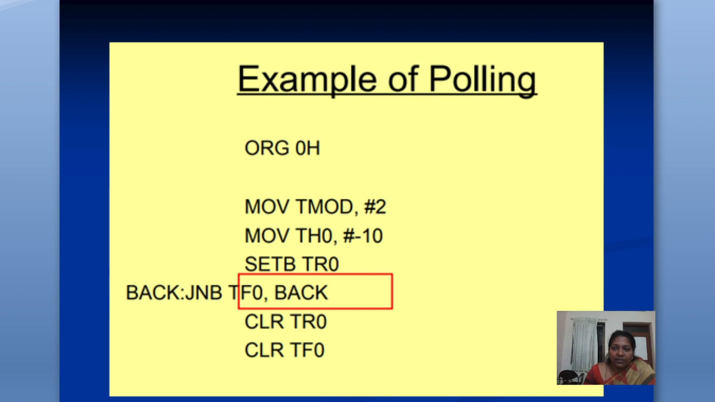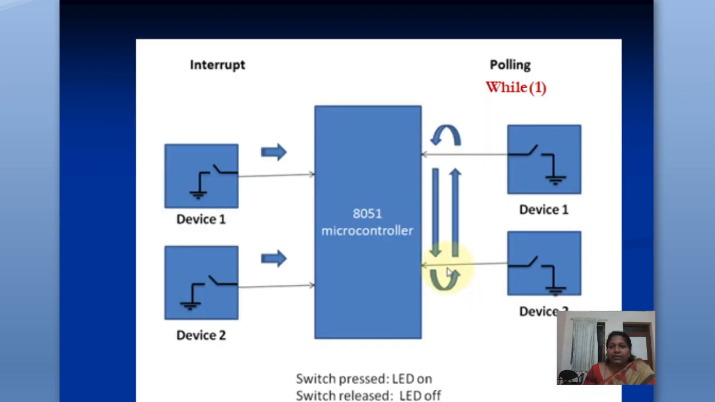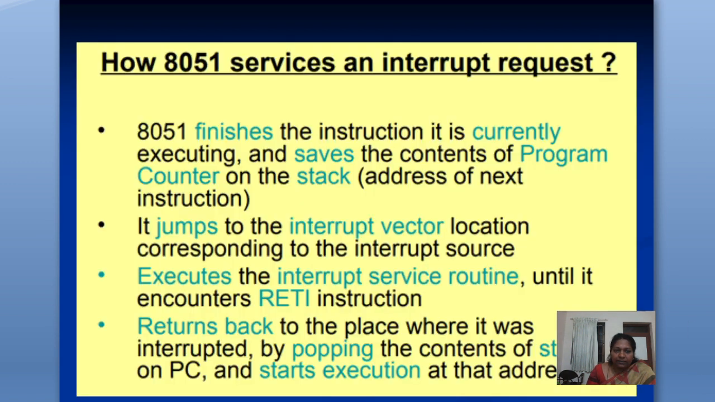If you see here, this is an example of how you write a program. There will be a jump. This JNB is jump if no bit, that is, we are checking for a condition and we are continuously in the same loop. But when an interrupt occurs, it is like this. Instead of polling, we have the interrupt. So you have 2 blocks. This is just to depict the use of an interrupt. If it is polling, you will be in a while loop. But with interrupt, we don't bother at all. When the interrupt occurs, it is serviced.